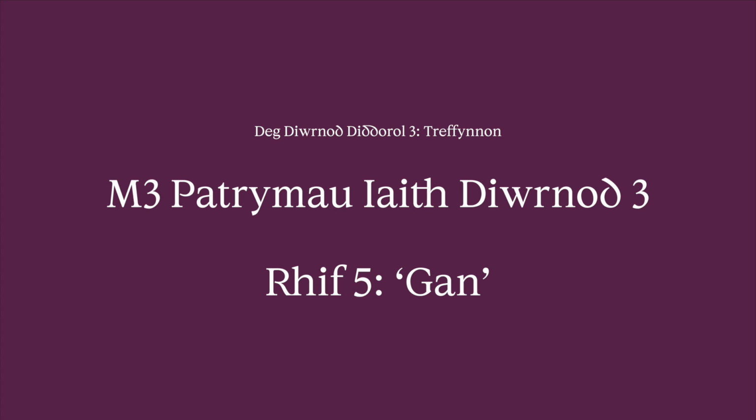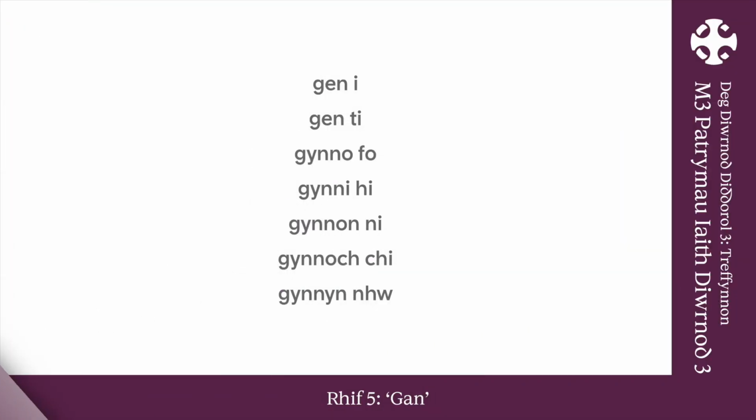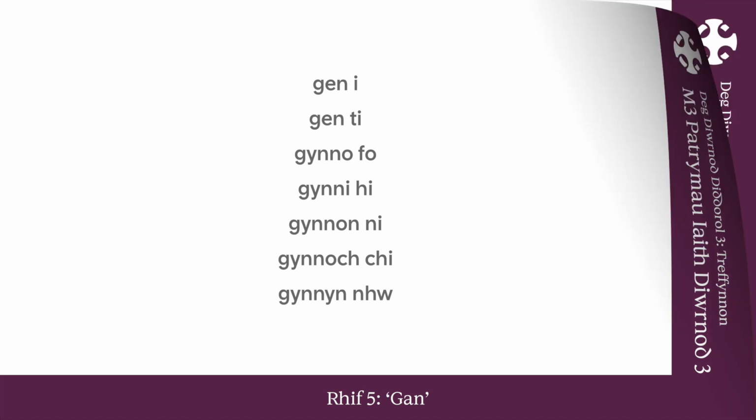Number 5. Gan. Possession. The word gan can be conjugated for all the different people like this: gen i, gen ti, gynno fo, gynni hi, gynnon ni, gynnoch chi, gynnyn nhw. And they all cause a soft mutation to the word that follows.